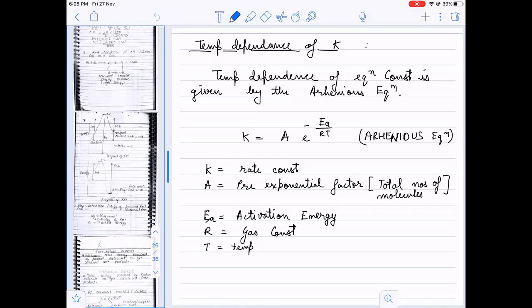Temperature is one very important factor which governs the equilibrium constant of a particular reaction. Now we are seeing the dependence of K on the temperature, or temperature dependence of K. Please write the heading, then we'll proceed. Temperature dependence of K.